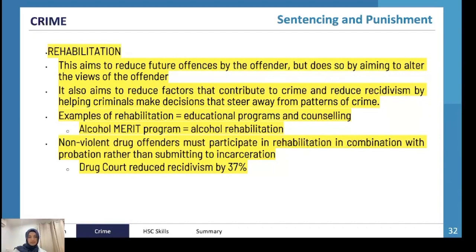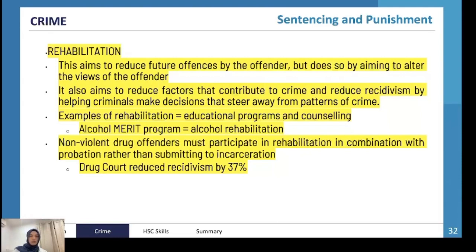Now, rehabilitation is Australia's main purpose of punishment. They want to make sure that the offender has the chance to reintegrate back into the community and rehabilitate, not commit those crimes again, go on to live a life without crime. So it reduces further offences by an offender, but does so by aiming to alter the views of the offender. For example, if they have had a past where they have had issues with substance abuse, then making sure that we remove them from the situation or rehabilitate them so that they no longer view that as something that they need, or just move them away from those addictions.